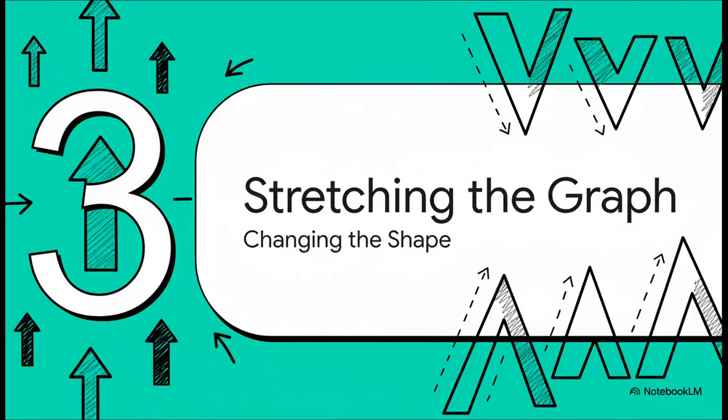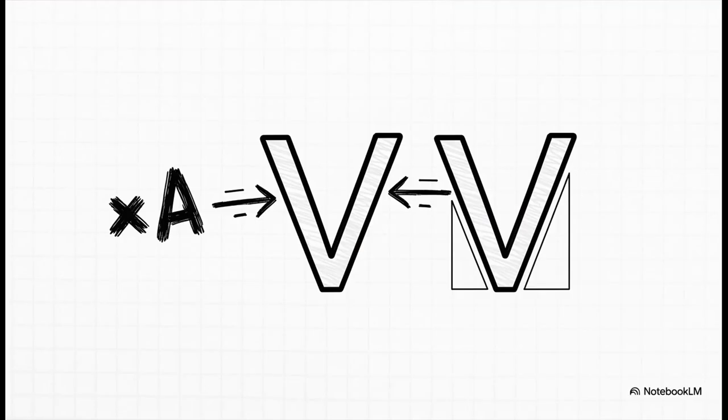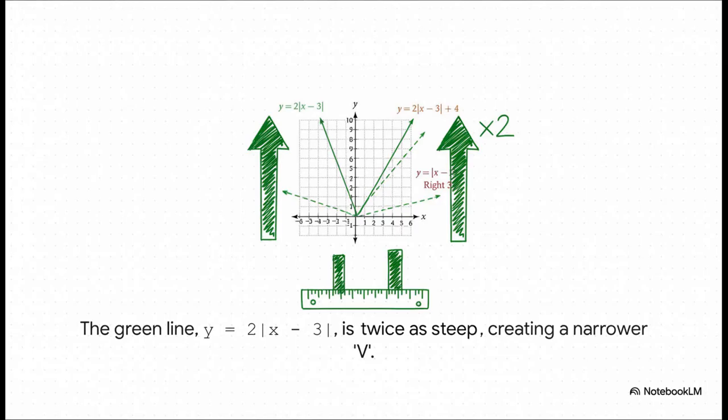All right, so now we know how to move the V all over the place. Next up, let's figure out how to actually change its shape. We're not going to move it this time. We're going to make it narrower or wider. And the rule for this is super simple. It's all about multiplication. When you multiply a number on the outside of those absolute value bars, it acts like a stretcher. It basically controls the slope or how steep the sides of that V are. Just take a look at the green dashed line here. The equation is y equals 2|x − 3|. See that 2 out front? That's our vertical stretch. It's basically grabbing the V and pulling it upwards, which makes it twice as steep and, as you can see, a whole lot narrower.